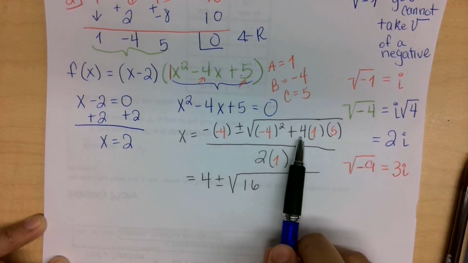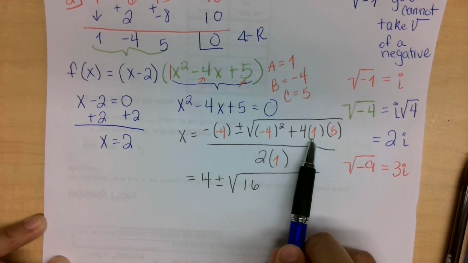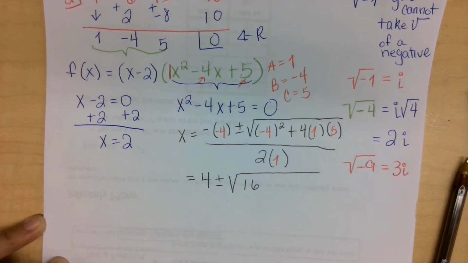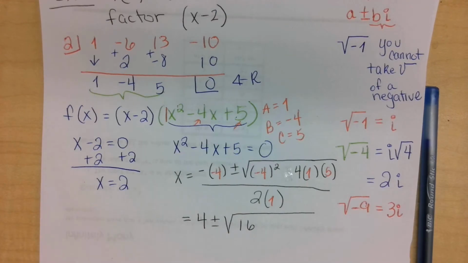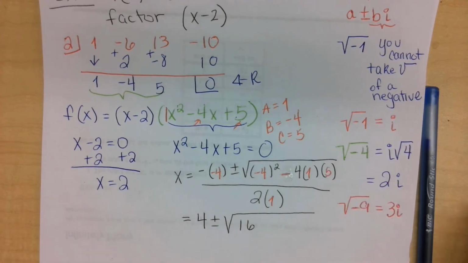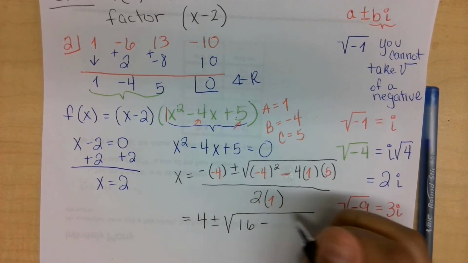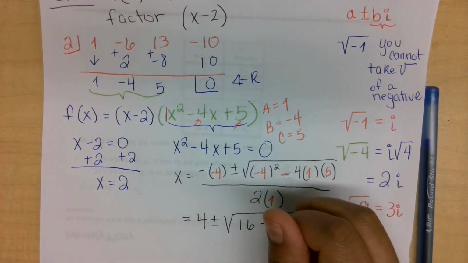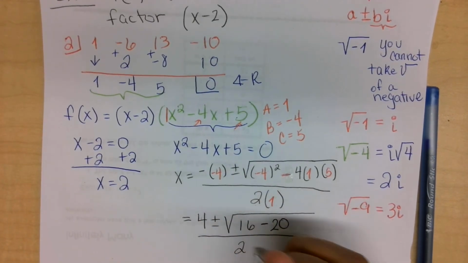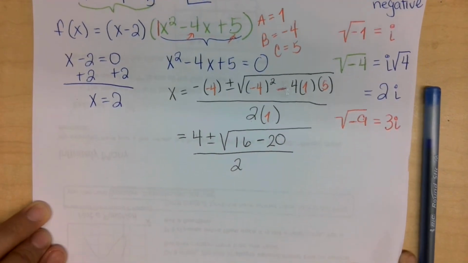And then we have 4 plus times 1 times 5, and that's not supposed to be a plus, that's supposed to be a minus. I apologize for that. There we go. So we got minus 4 times 1 times 5 is 20, like that, all divided over 2 times 1, which is 2. So we've simplified the radical.